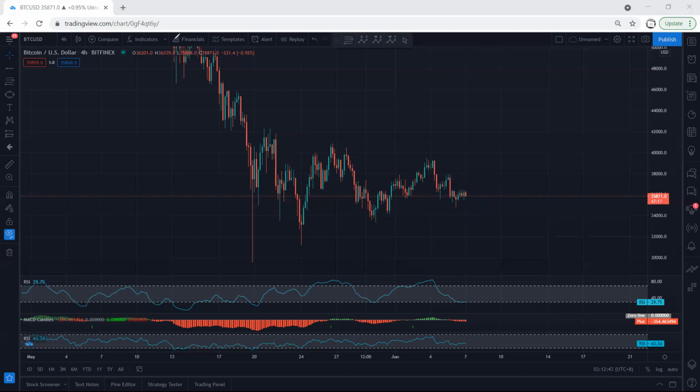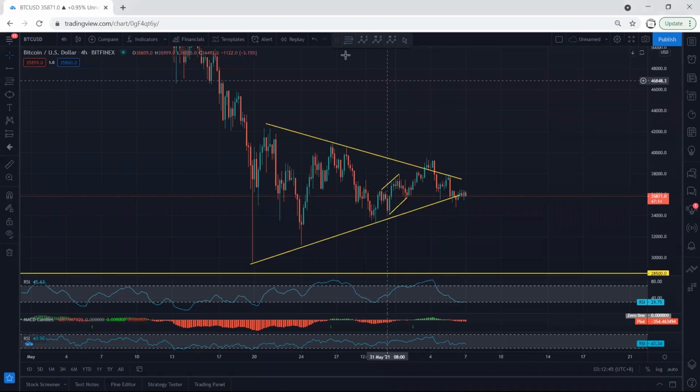Okay, this is what I'm looking for right now. It doesn't mean the price cannot drop. But if I get the reversal, I will take the trade. If I want to look for sell, I need to see the confirmation.